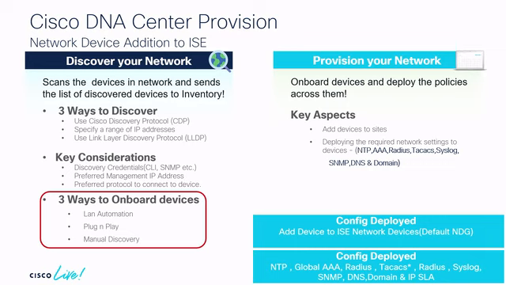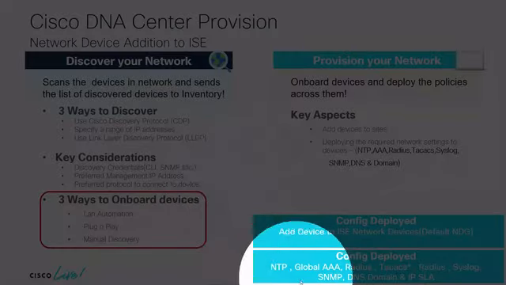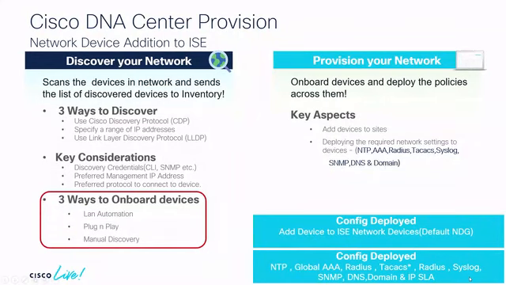You don't have to do this box by box. You define it once, select the switches, provision it. DNAC will log into all the switches and provision all these configs that you see here: NTP, AAA, TACACS, whatever you have done on the network settings page, everything will be pushed to the switch, right? That's the power of automation.